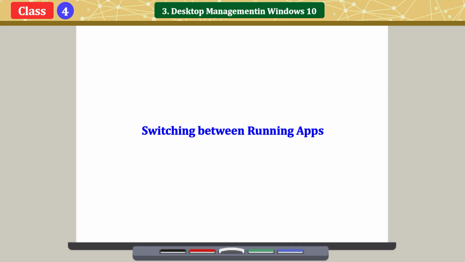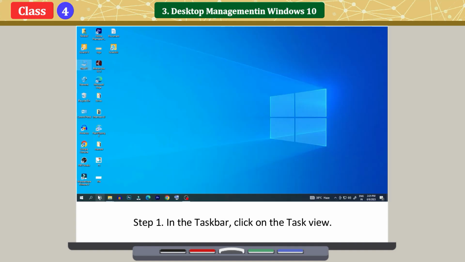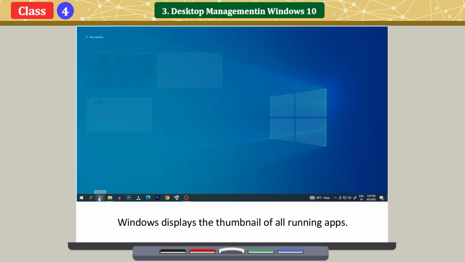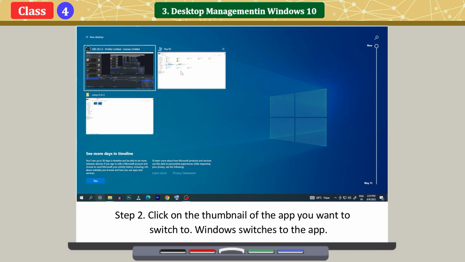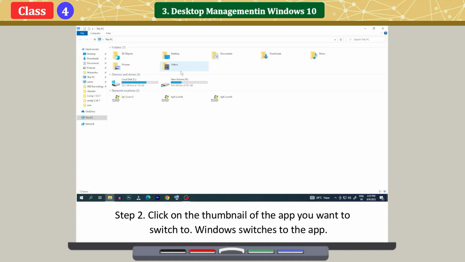Switching between running apps. In the taskbar, click on the Task View. Windows displays the thumbnail of all running apps. Click on the thumbnail of the app you want to switch to. Windows switches to the app.